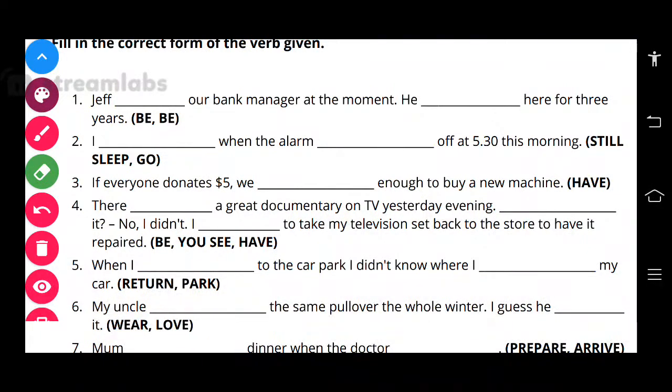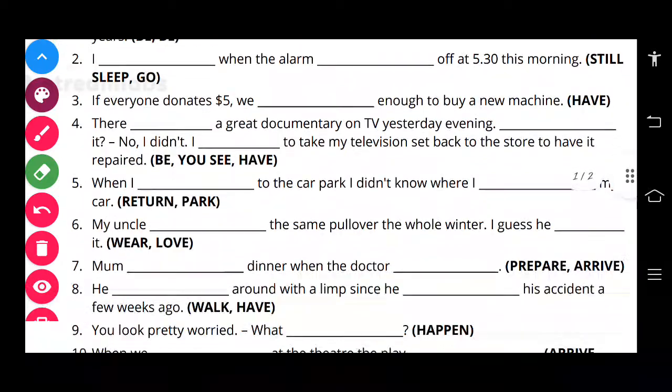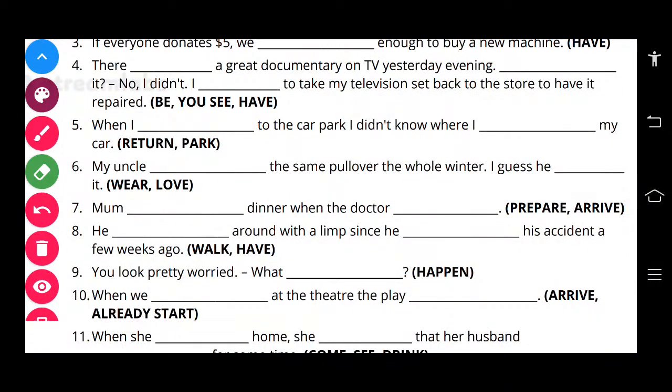I will read the sentence with the correct answers. Look at the fourth example. There was a great documentary on TV yesterday evening. Did you see it? No, I didn't. I had to take my television set back to the store to have it repaired. So did you understand this? In this way we can fill that. And look at the fifth example.